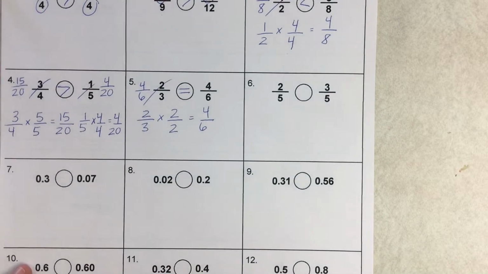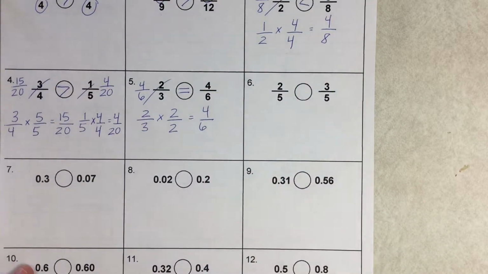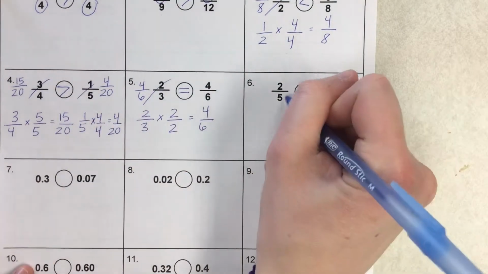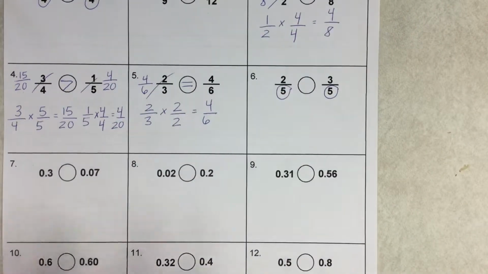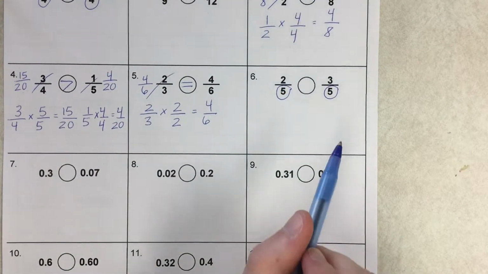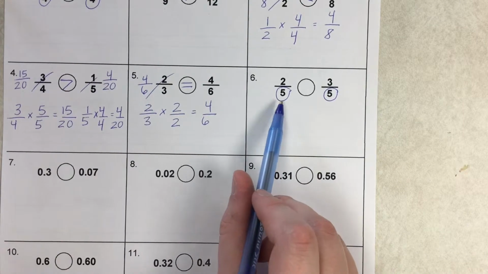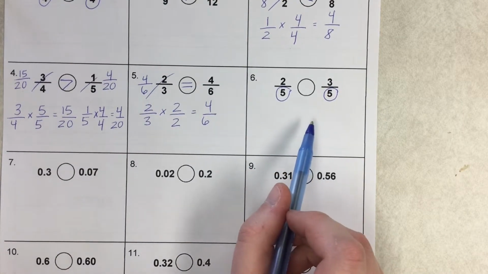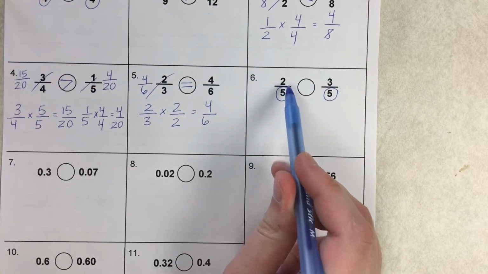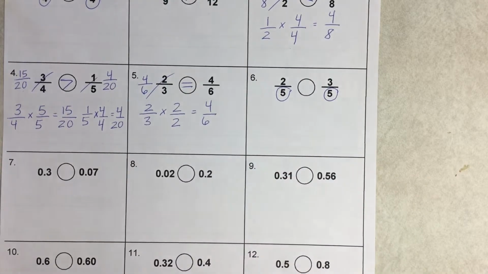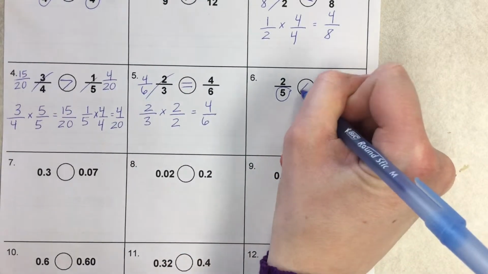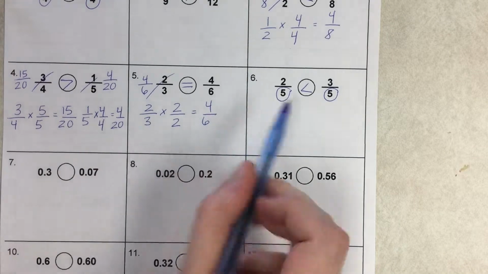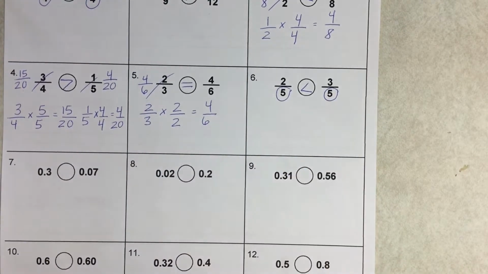Let's try number 6. We have 2/5 compared to 3/5. This time I can see my denominators are already the same. So the pizza is already divided into 5 equal parts. So I just need to decide what's bigger, 2 of those pieces or 3 of those pieces, and 3 pieces would be bigger. So 2/5 is less than 3/5.